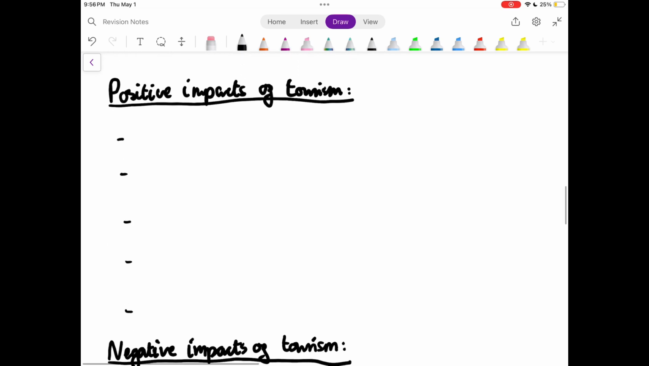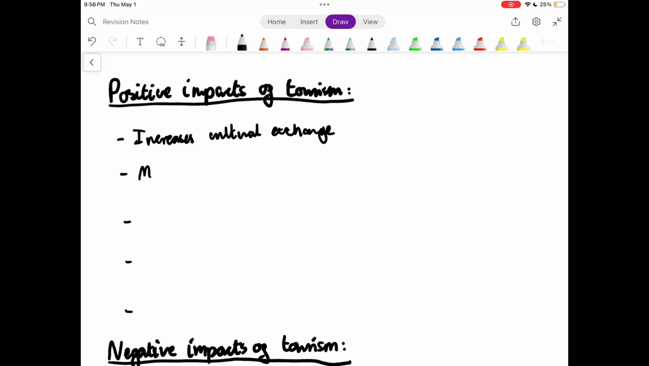So we're going to be looking at the positive impacts of tourism. So this increases cultural exchange because visitors to the touristic area learn about the culture and the customs of the area that is receiving the tourism, and therefore there's more cultural exchange.